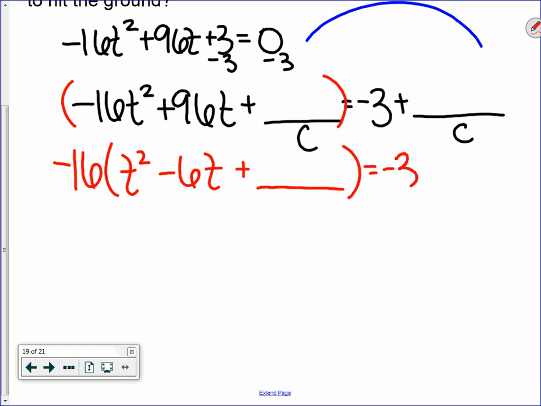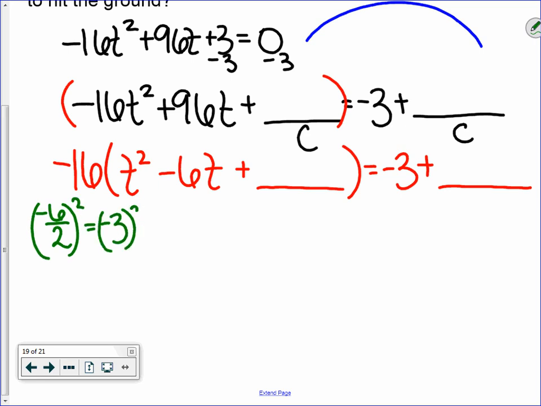And then we have negative 3 plus. It's not technically going to be just the c on the other side. So this makes it a little bit easier. Let's look at this inside the parentheses and complete the square. So we have negative 6 divided by 2. Square it. That gives us negative 3 squared is 9. Now, when we put 9 here, 9 is technically going to be multiplied by negative 16, and that's what's going to be added on this side of the equal sign.